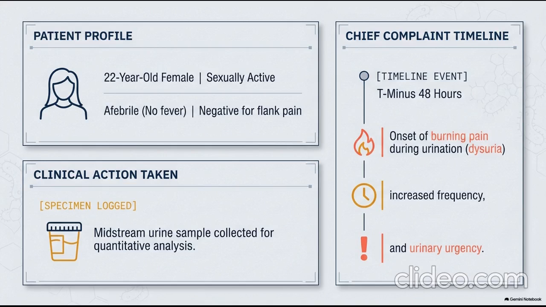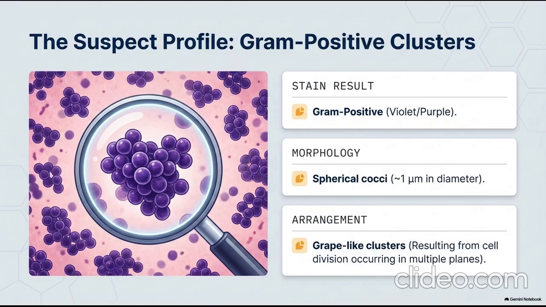Microscopic suspect profile: gram-positive spherical cocci, approximately 1 micrometer in diameter. The arrangement: characteristically arranged in grape-like clusters. The why: this arrangement results from cell division occurring in multiple planes where the daughter cells remain attached. Visual staining: they stain a deep violet or purple due to the thick peptidoglycan layer of the gram-positive cell wall.